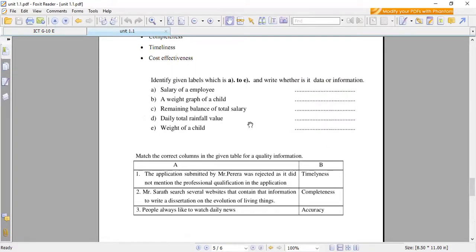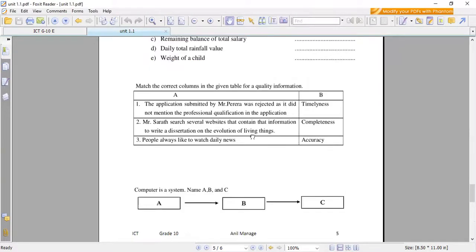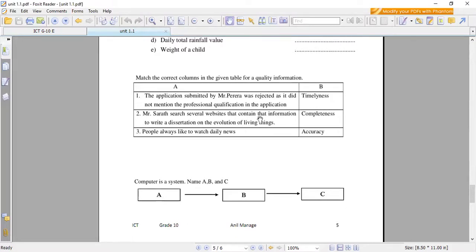Okay, this salary, did you complete that? Salary data, rate of graph information, remaining balance information, daily total rainfall information, weight of child data. Is that correct? Completed, no? Okay, you have done it properly. Next one also: completeness, accuracy, and timeliness.